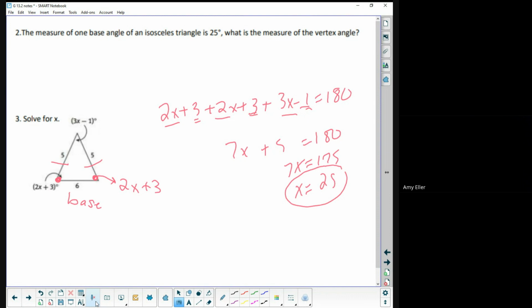Any questions so far about isosceles triangles? If you slow down and label your base, that should help you. I would like you guys to try 4, 5, and 6, and we will go over them in a couple minutes. Label your base every time.